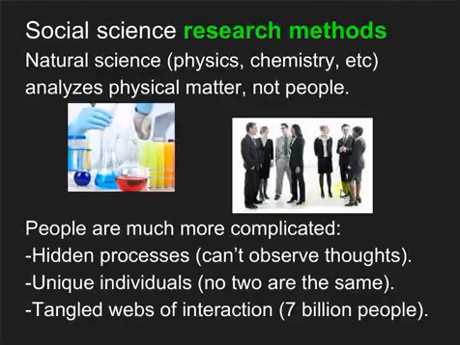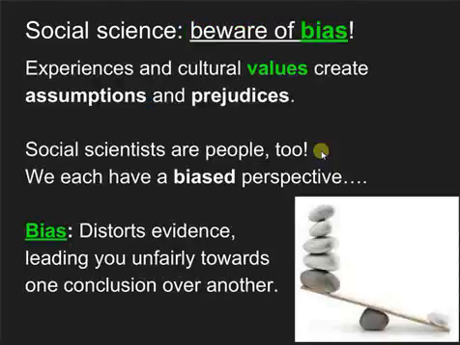Not only are their processes hidden, but no two people are the same. Every individual is unique. We can make some reliable predictions given enough information, but there are always exceptions. And these unique individuals also make their decisions and interactions with others in a myriad of different ways across the globe. Lastly, what we observe and record is always in danger of being distorted by bias.